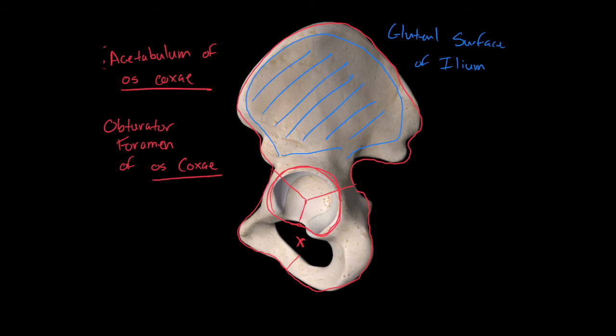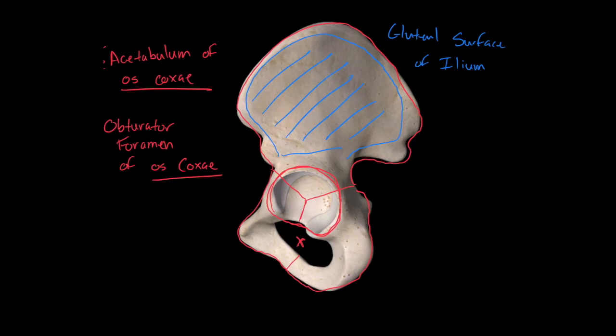Why is it called this name? Because this is where the gluteal muscles originate from. There are three different types of gluteal muscles and they all originate from the ilium. So this is why it's called the gluteal surface of the ilium.